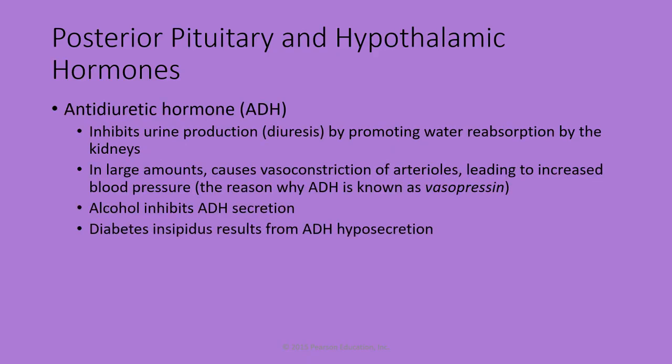ADH, or antidiuretic hormone, has target cells in the kidney. A diuretic increases urine production, so an antidiuretic decreases urine production and helps conserve water to keep you from getting dehydrated. As an example, alcohol inhibits the ADH, so you have increased urine output and you have the potential issue of getting dehydrated.